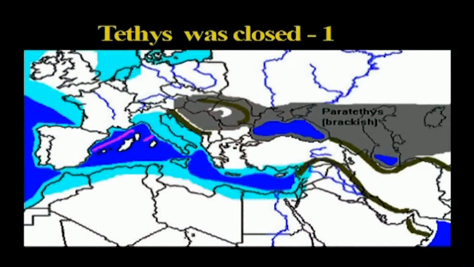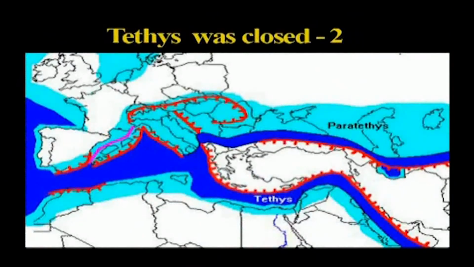Gradually, the Tethys Sea was closed, and this diagram shows the stage 1 of the closure of Tethys Sea. It illustrates the Mediterranean region 20 million years ago. The Tethys is about to close as Africa and Eurasia converge each other.